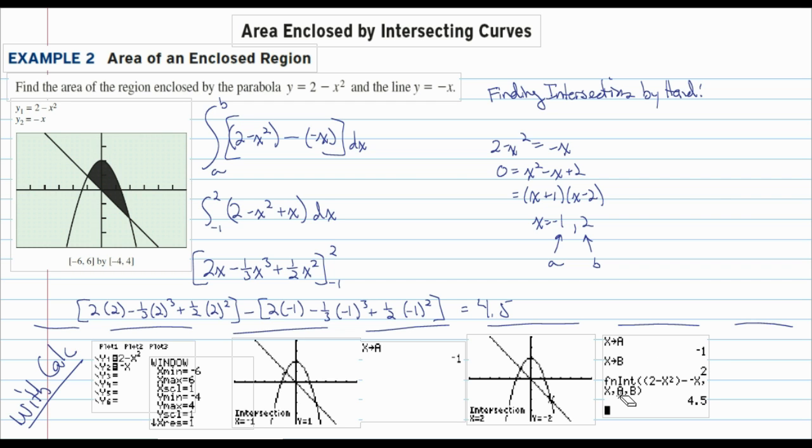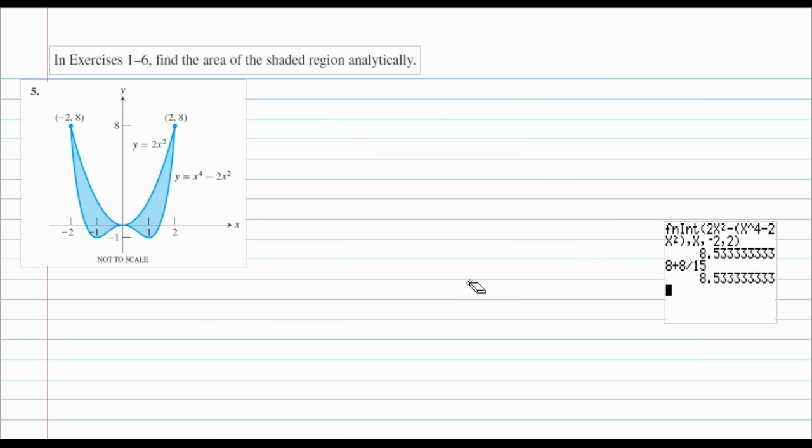Then I did the same thing for the second intersection, and I stored that as b, so in my calculator I can tell it to integrate from a to b. I know this is old school TI 83 stuff, but at least you can see what that used to look like. Now try problem number 5.